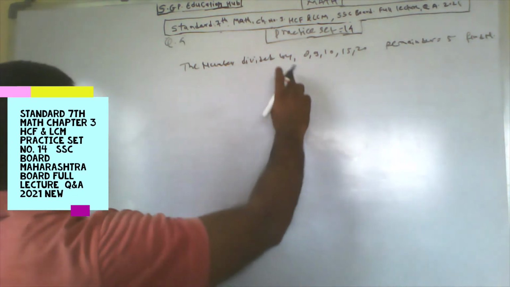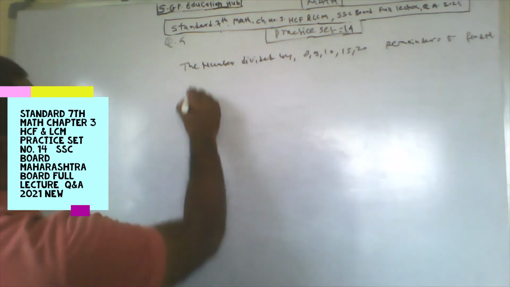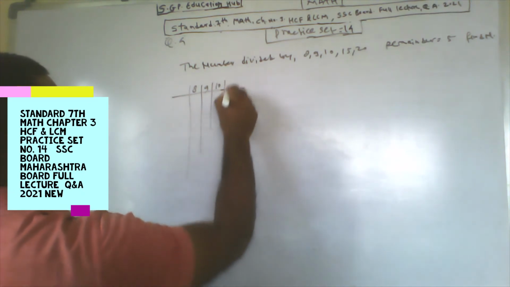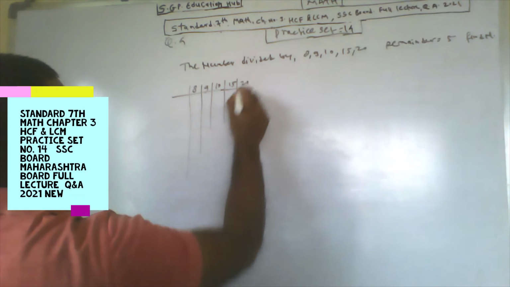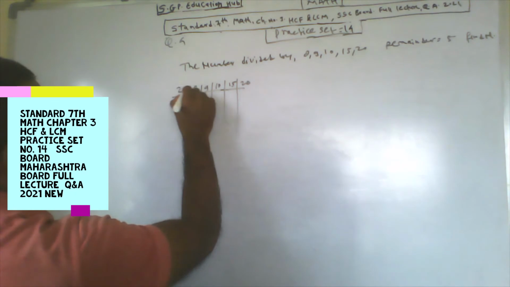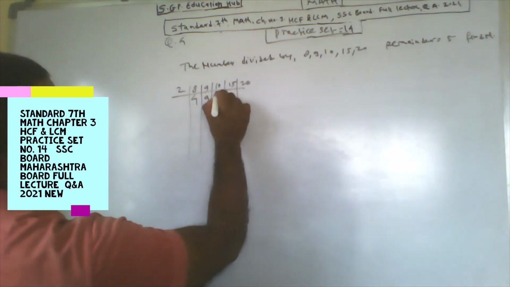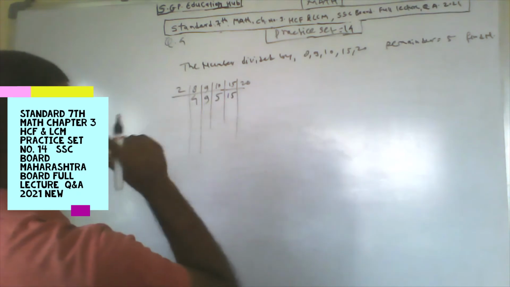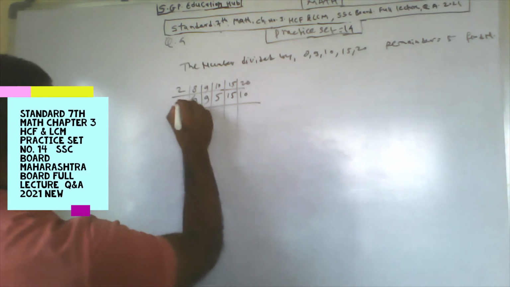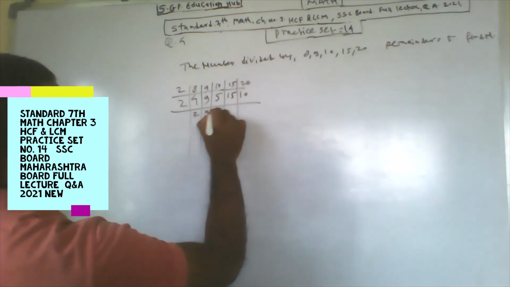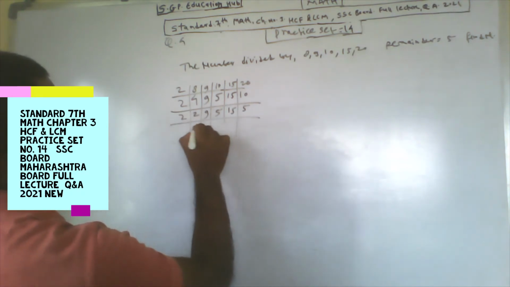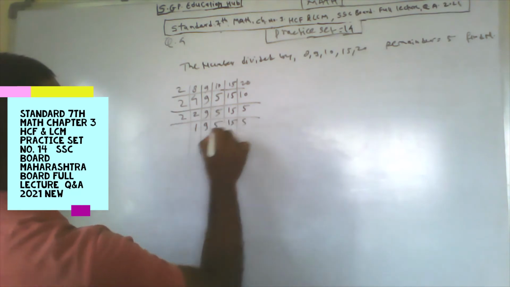First, the LCM of all these numbers: 8, 9, 10, 15, 20. First start with 2: 2 4s are 8, 9 remains same, 2 5s are 10, 15 remains same, and 2 10s are 20. Now with 2 also: 2 2s are 4, 9 remains same, 5 remains same, 15 remains same, 5 is here. Now 2 1s are 2, 9, 5, 15 and 5 remains same.